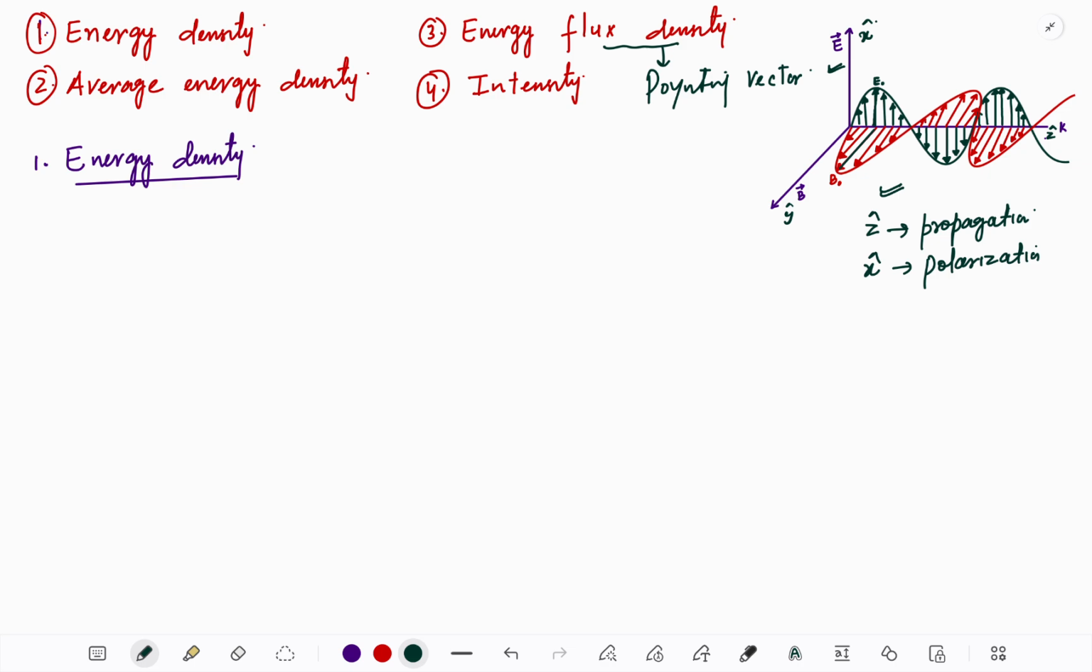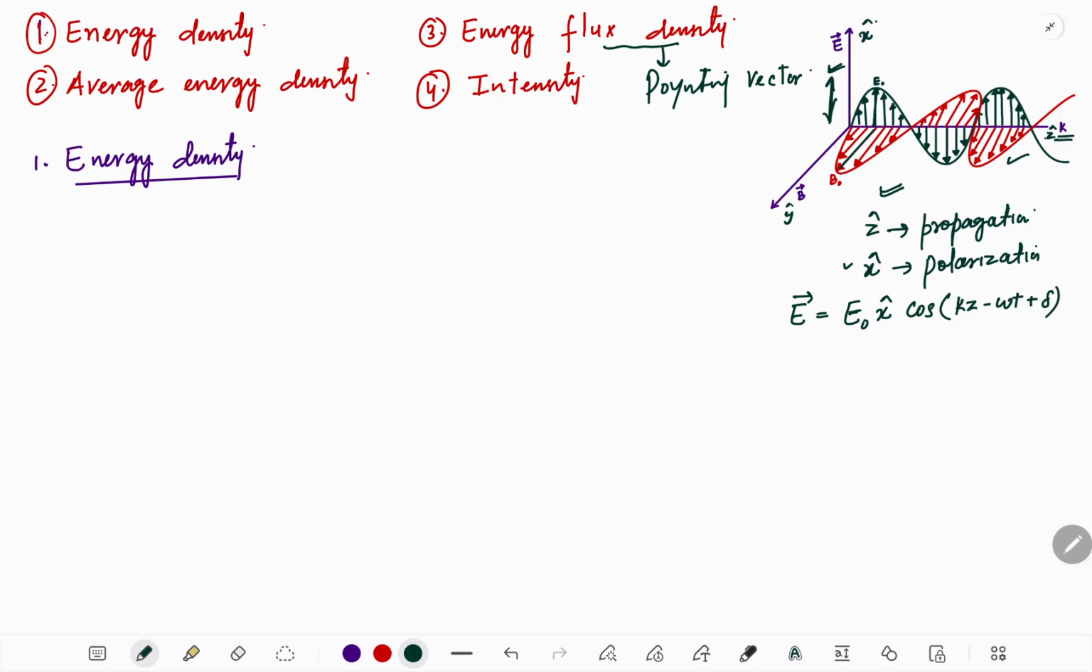And you can see from the diagram that the electric field is varying along the x-axis. I call this the x-axis. So polarization is along the x direction, and the wave is propagating along the z direction. Now we can represent the solution to the wave equation in terms of the electric field and the magnetic field. We can write the electric field as E equals E naught x hat cos of kz minus omega t plus delta.